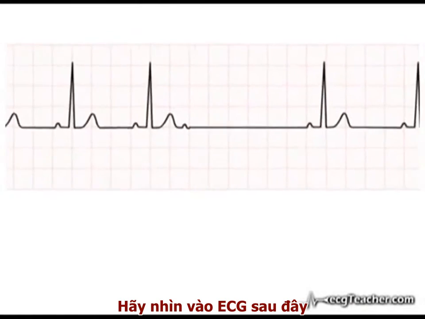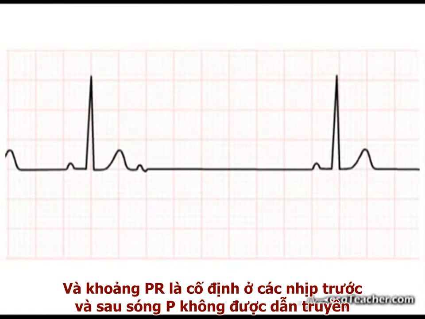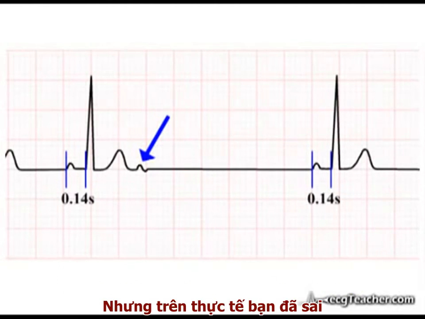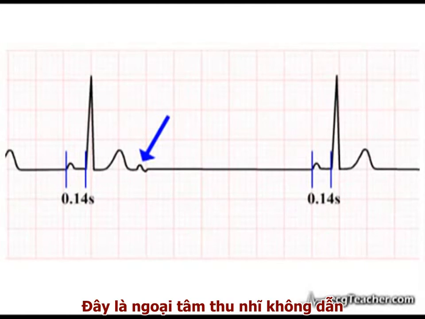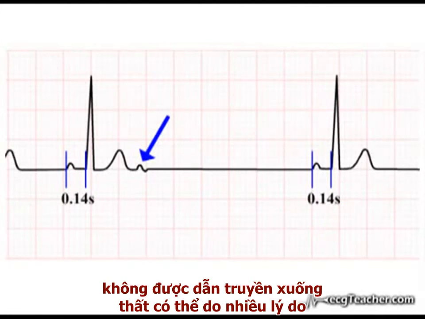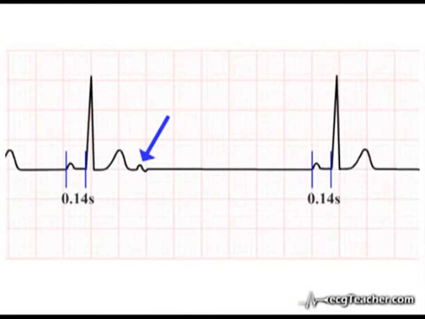Looking at this rhythm strip, you would be forgiven for thinking that we are dealing with a case of second degree AV block. And with a constant PR interval before and after the non-conducted P wave, you may suspect that this is Mobitz type 2. In fact, you will be wrong. This is a non-conducted premature atrial contraction. Ectopic atrial discharges may not be conducted for a variety of reasons. A benign finding on the ECG.